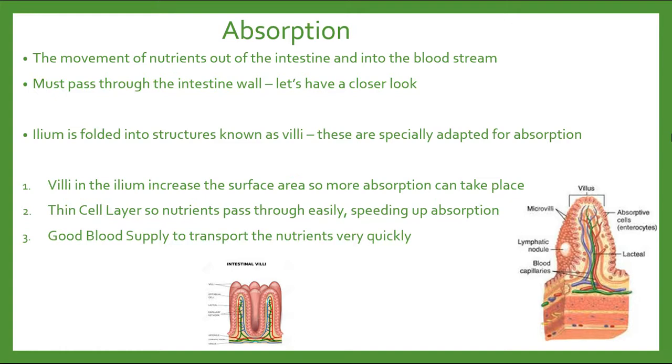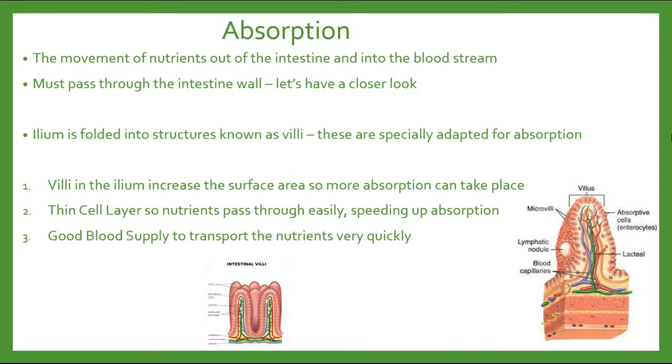Finally, we have absorption. This is the movement of the nutrients out of the intestine and into the bloodstream, so they must be able to pass through the intestinal wall. We'll have a closer look at the small intestine to see what structures and characteristics it has that make this possible. It's very similar to the alveoli of the respiratory system.